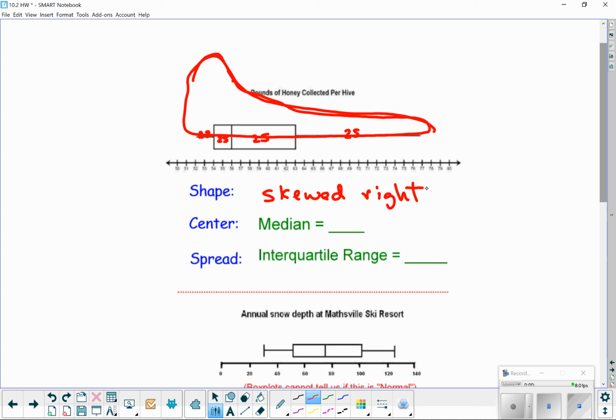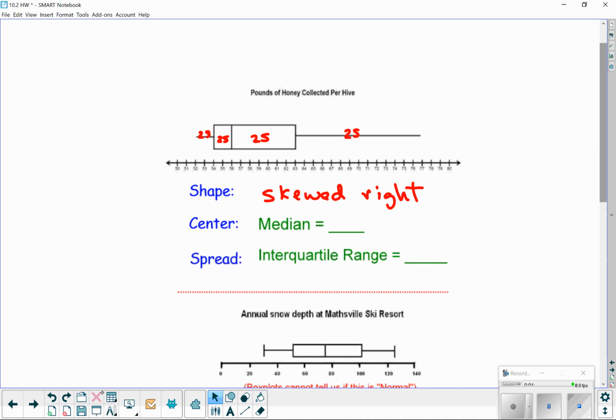Okay, the median is going to be where your middle line for your boxes is. Although this is not exactly in the middle, we're going to say it's a middle line. So this is your median line, your middle line. That's going to be at the 56. So the median is at 56, and that's your center.